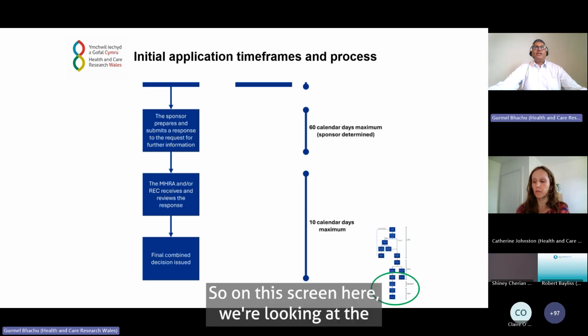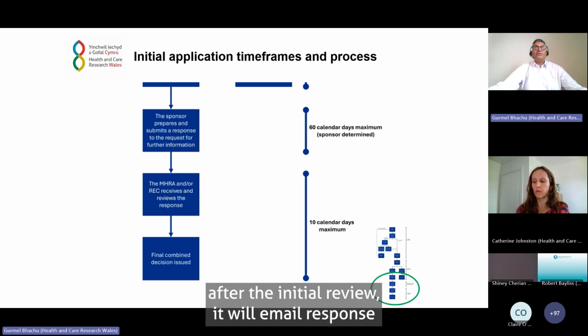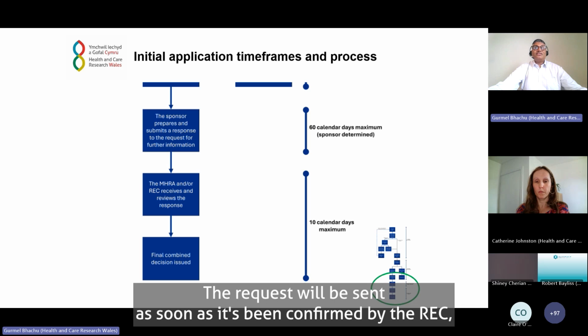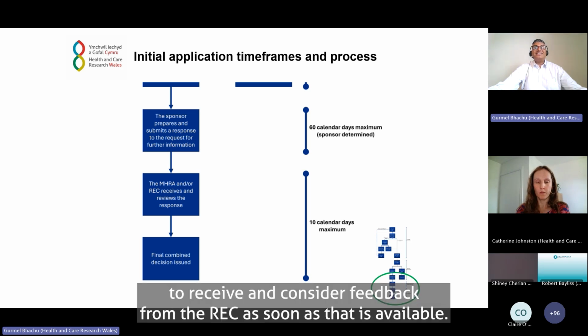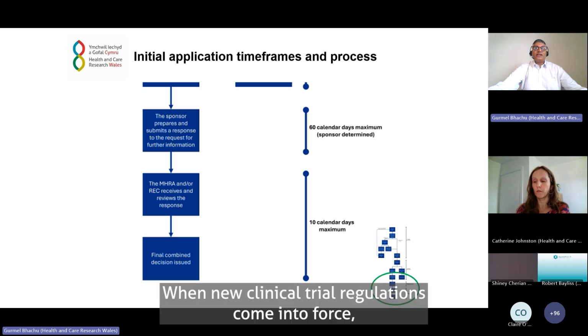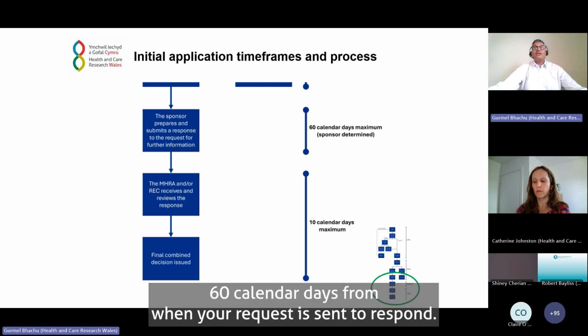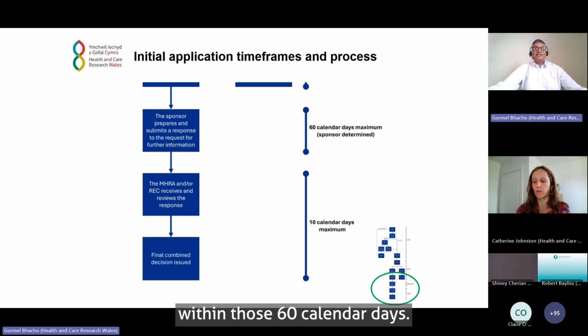On this screen, we're looking at what happens if the REC are unable to issue an ethical opinion after the initial review. It will email the sponsor to request further information. The request will be sent as soon as it's been confirmed by the REC, which means that the sponsor will be able to receive and consider feedback from the REC as soon as it is available. When the new clinical trial regulations come into force, the sponsor will have up to 60 calendar days from when the request is sent to respond. Sponsors can respond as early as they would like within those 60 calendar days.